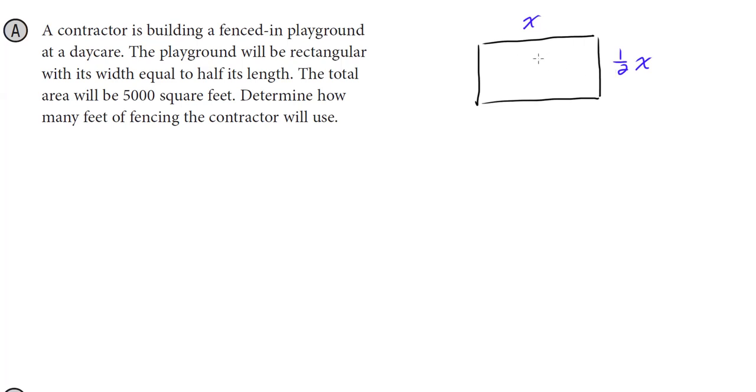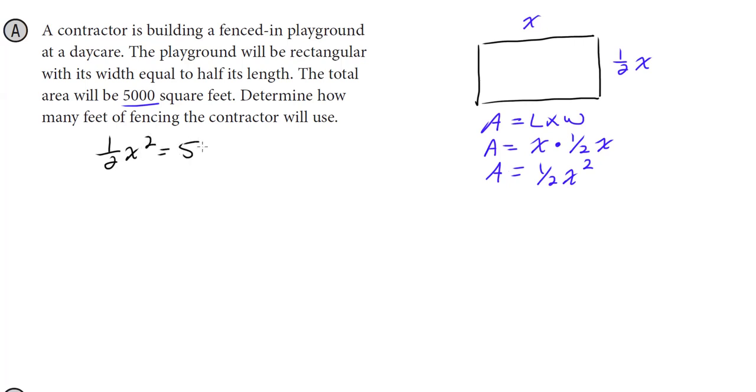Okay? And so what do we remember about area of a rectangle? It's just length times width, correct? So area equals length times width. And in this case, the area would be x times half x. And that would equal x times half x is half x squared. And we know what the area is. It's 5,000 square feet. So my beginning equation for this, I'm going to write it over here, is going to be half x squared equals 5,000. So let's go ahead and solve this equation.